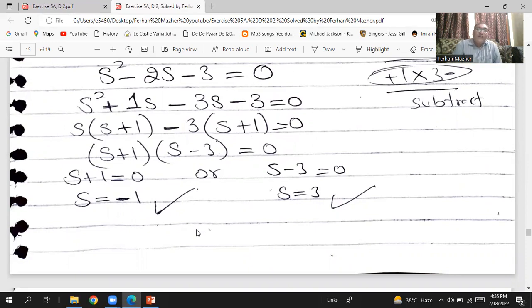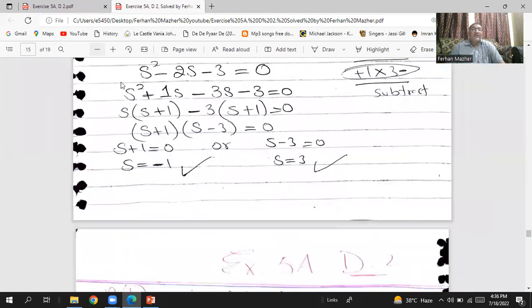So I will make s plus 1 equals to 0. So s will be equals to -1. In the same way, s minus 3 equals to 0. So s will be 3. So there are two solutions, -1 and 3.